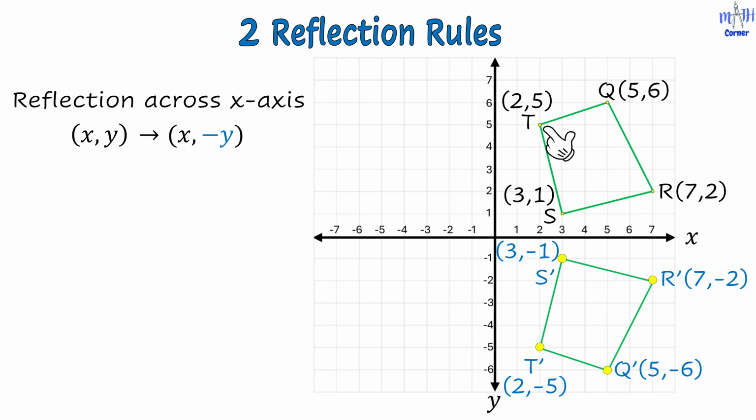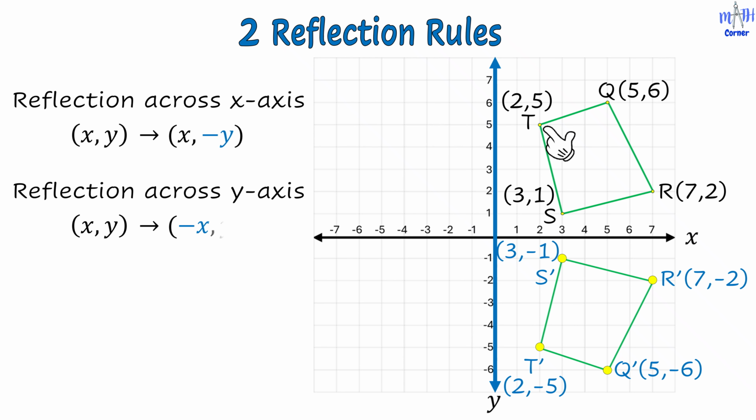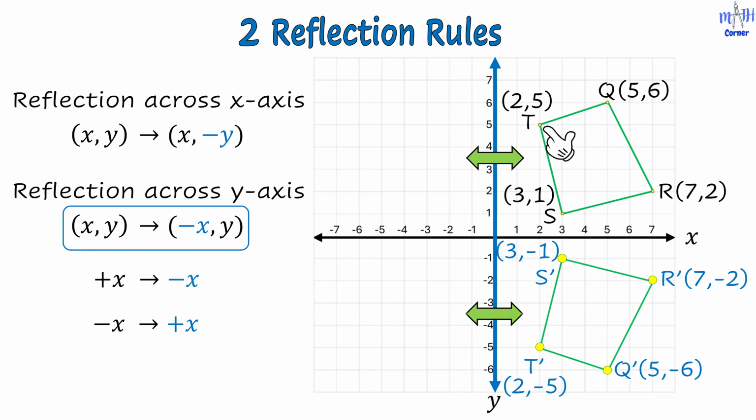Now for the second rule. Reflection across the y-axis. Take any point (x, y). When you reflect across the y-axis, the y value stays the same. The x value changes sign. So the rule is (x, y) becomes (-x, y). This means the figure flips sideways. Left becomes right. Right becomes left.